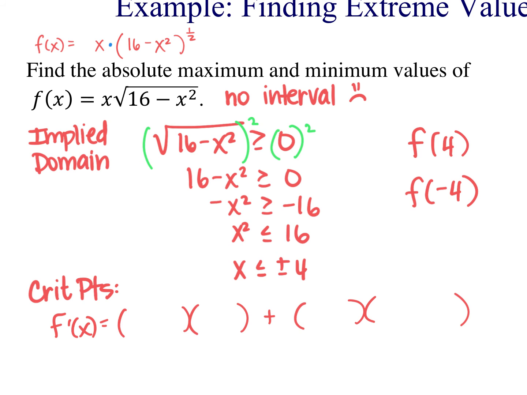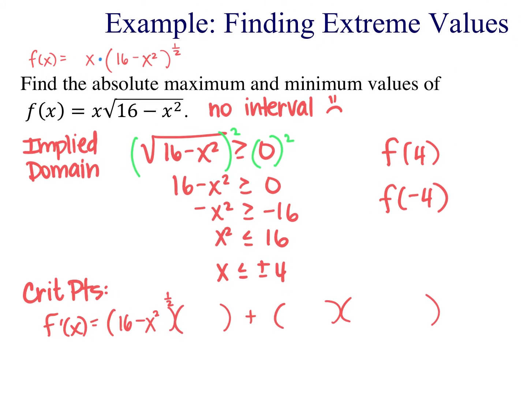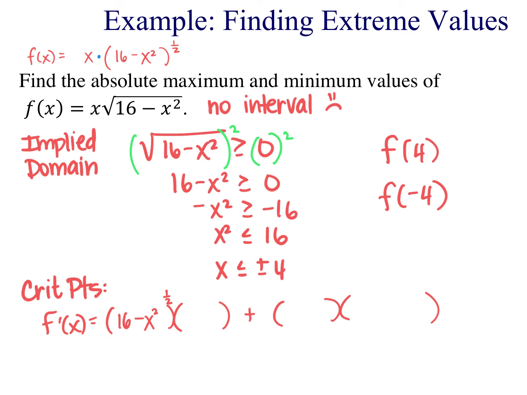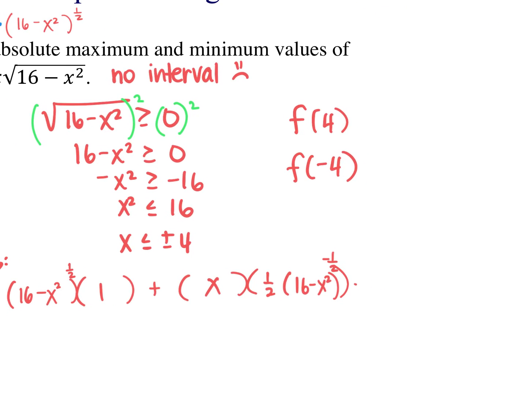So we'll start with the 16 minus x squared to the half. That's the beginning. And then times the derivative of x, which is just 1. And then x, and then times the other derivative. And this is similar where you got to move the 1/2 to the front and have 16 minus x squared, and its power is -1/2, and then chain rule for -2x.